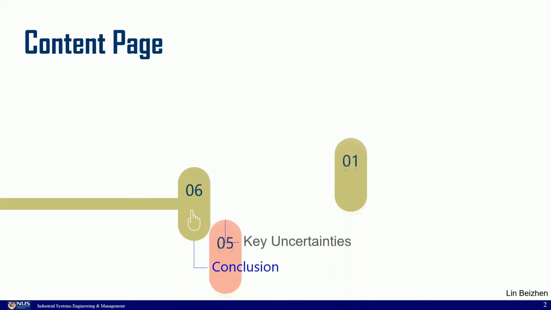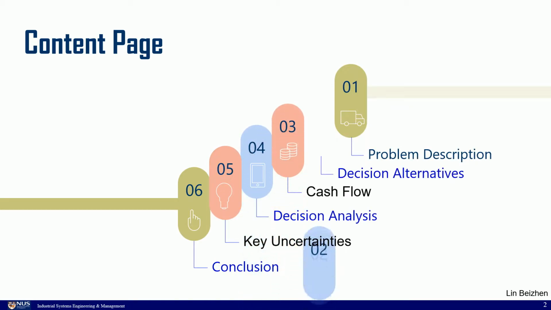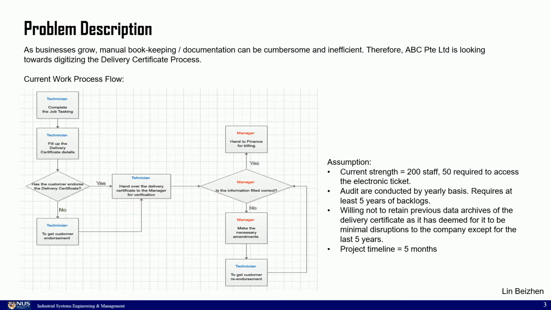This project explores the difference between manual delivery certificates and electronic delivery certificates. For this project, we have included the problem description, decision alternatives, cash flow, decision analysis, key uncertainties, and last but not least, the conclusion that our team has come to. First, we will be looking at the problem description.